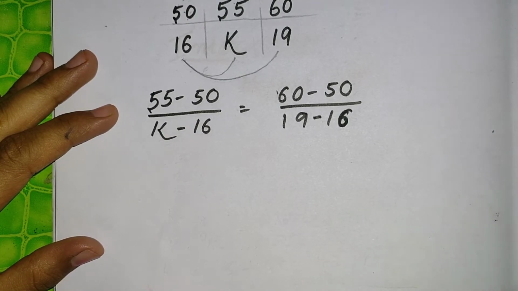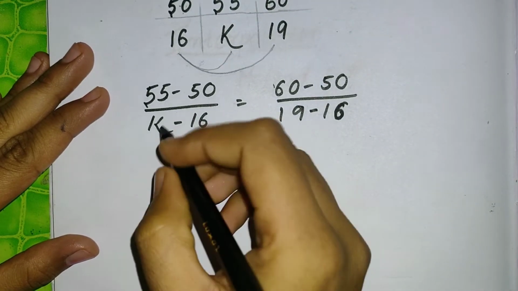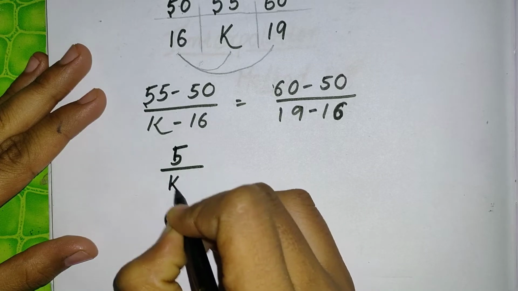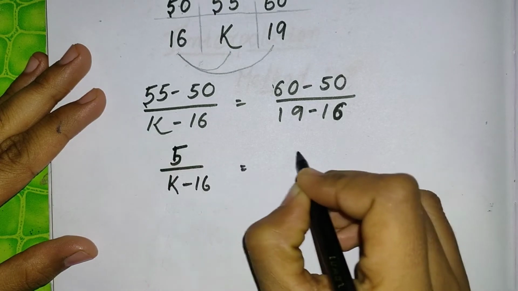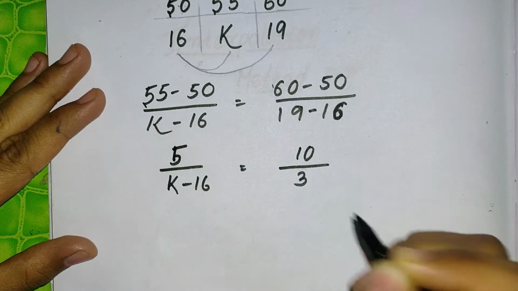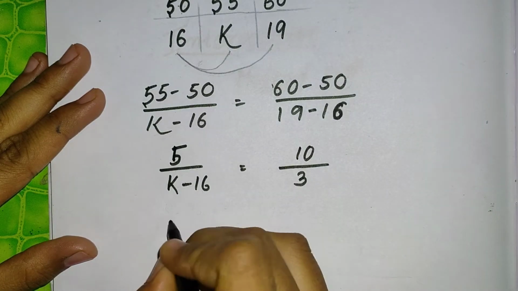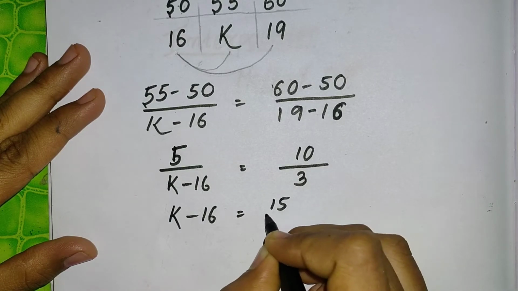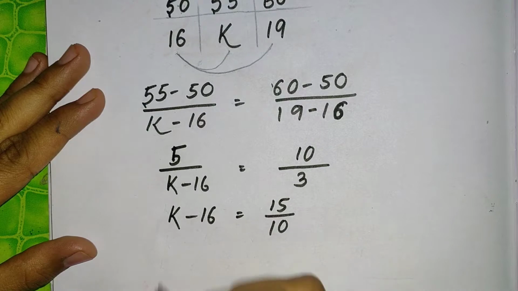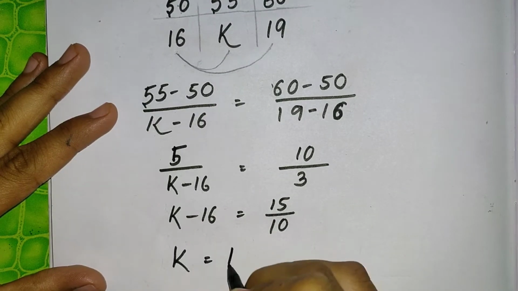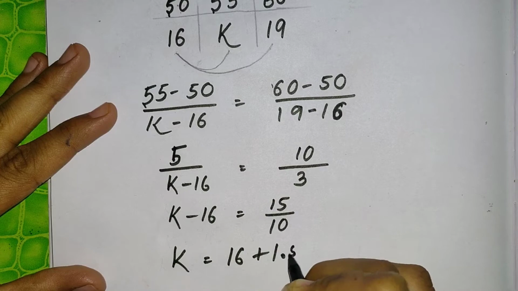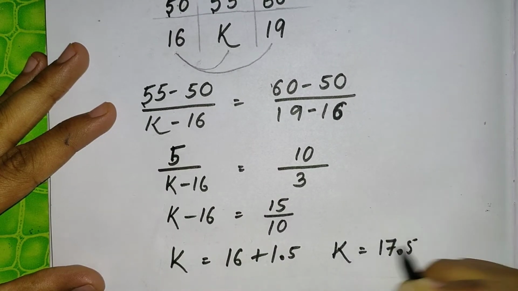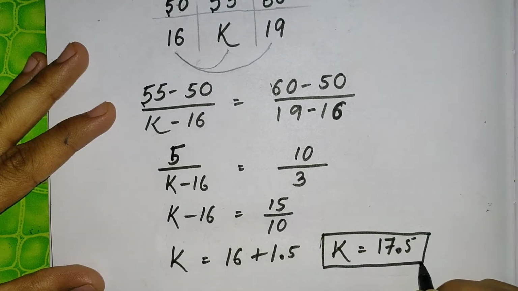Let's solve it. So now that will be 5 divided by k minus 16 is equal to 10 divided by 3. After that, k minus 16 is equal to 15 divided by 10. If you solve this, you get k is equal to 16 plus 1.5, that is k is equal to 17.5. Okay.